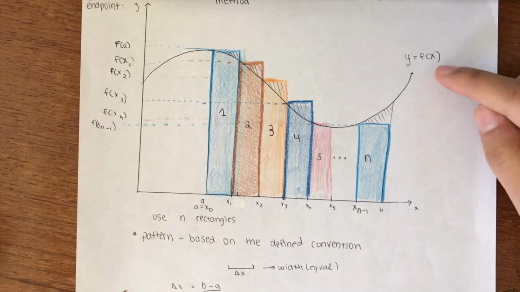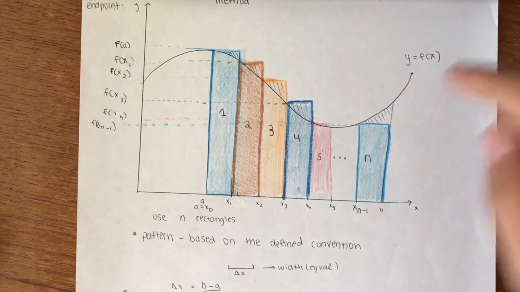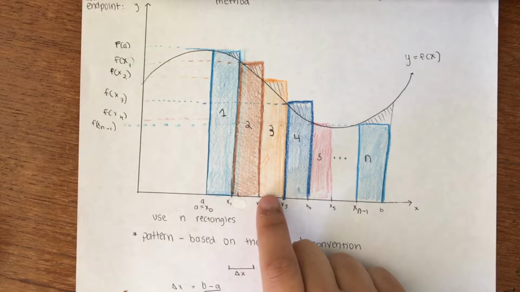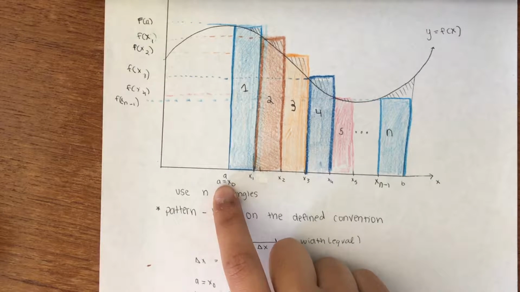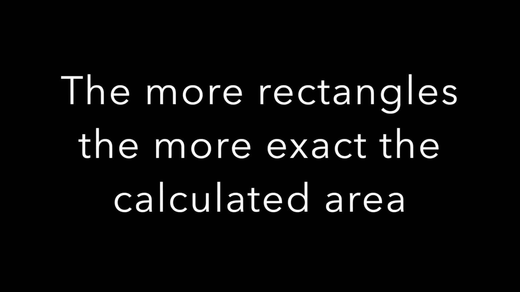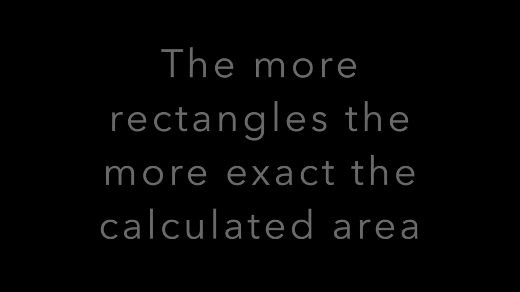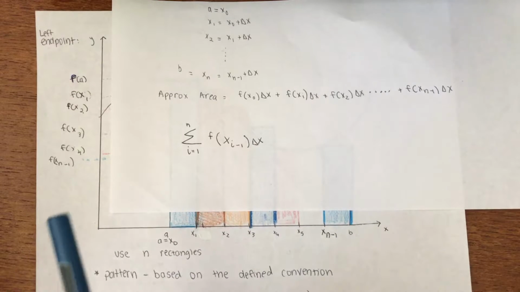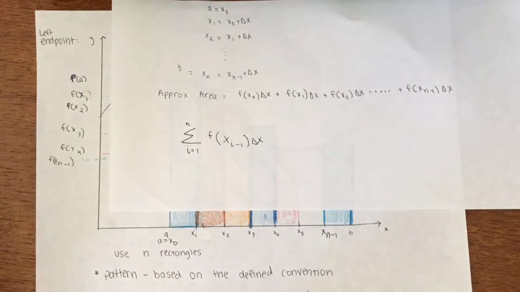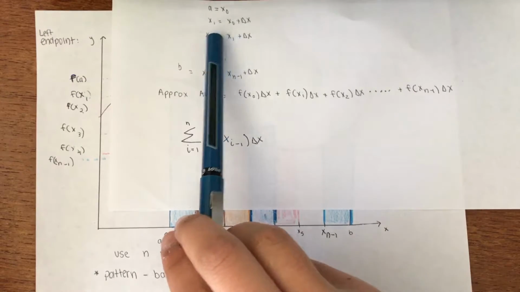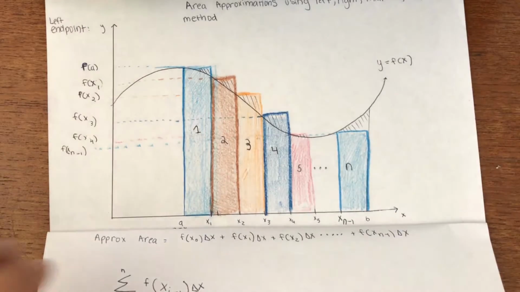The area under the curve y equals f of x can be approximated by finding the area of individual rectangles. The width of the rectangle can be calculated by doing b minus a over the number of rectangles. And the height of the rectangle can be calculated by finding the y value at the left endpoint of the rectangle. To find the endpoints of the rectangles, you start with a equals x sub 0, and then the next endpoint will be x sub 1, which is equal to x sub 0 plus delta x.